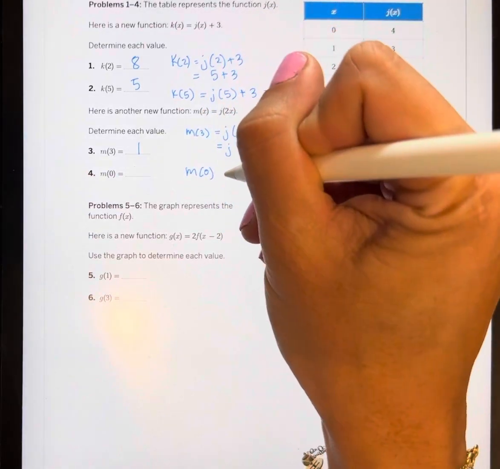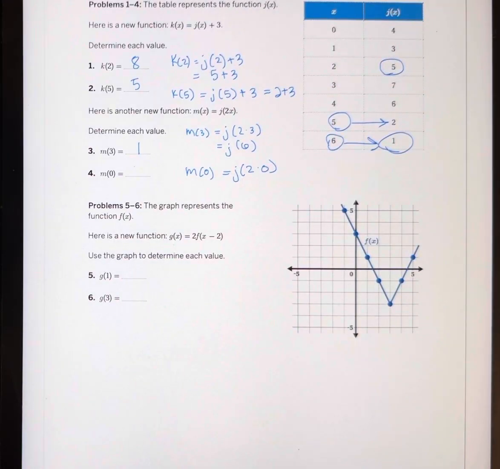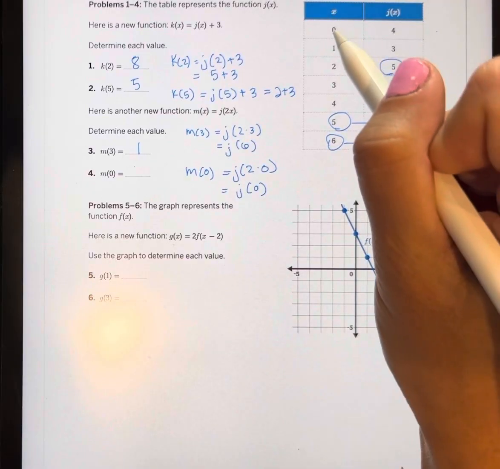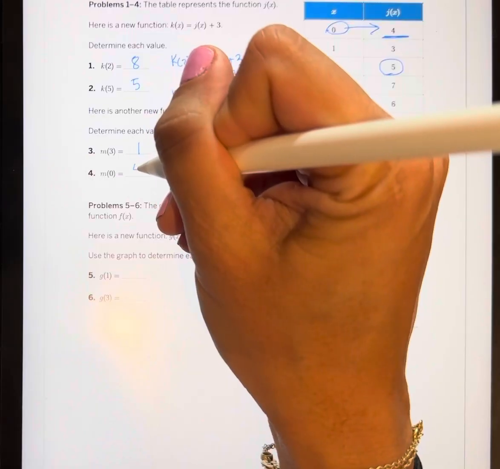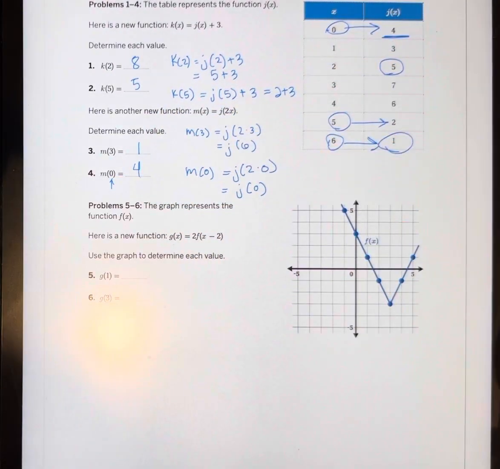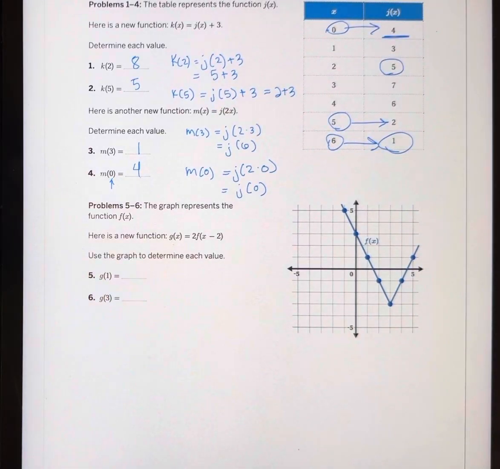M of 0 equals j of 2 times 0. So that equals j of 0. And j of 0 is 4. Just remind yourself that the number inside the parentheses is x, and you're just gonna plug it in, and the rest you have to refer to the table.